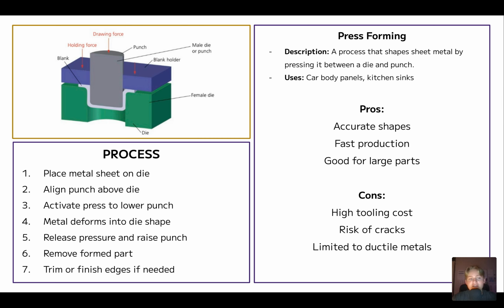So the process that you'd use is placing the material. The process you need to describe in the exam would be place the sheet metal onto the die and align it above the punch die, which is the thing that applies the force. So we got the female and the male die, or the punch die, and then you'd activate the press or use the hand crank press to lower the punch, at which point the metal would be deformed into the shape of the die, and we can release pressure to remove the formed part. And at that point, we can then trim any excess if needed.